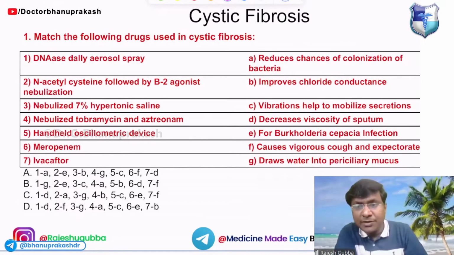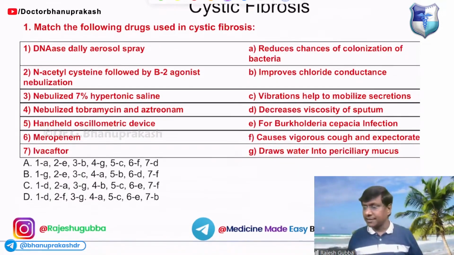Lobar involvement: upper lobe involvement in post-tuberculous bronchiectasis, cystic fibrosis. Middle lobe bronchiectasis is in Brooks syndrome. Lower lobe bronchiectasis is secondary to recurrent aspiration. Okay, so that was about bronchiectasis.